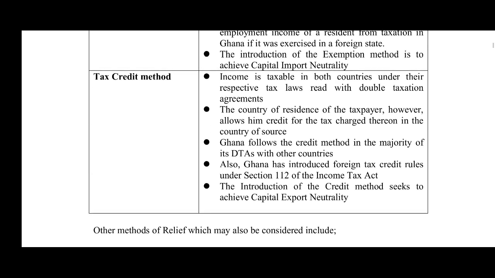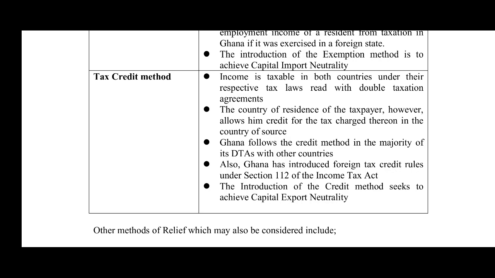So we have what we call the tax credit method. With this tax credit method, the income is taxable in both countries under their respective tax laws, read with the double taxation agreement. The country of residence of the taxpayer, however, allows him credit for the tax charged in the country of source or the foreign country. So for the foreign country in which you paid the tax, we are going to grant you a credit, like a withholding tax credit, for the tax you paid there. After we compute your tax liabilities, we will deduct that tax from the total taxes you have to pay. It's like you've paid an advance tax already, so we credit you, like a tax paid in advance.